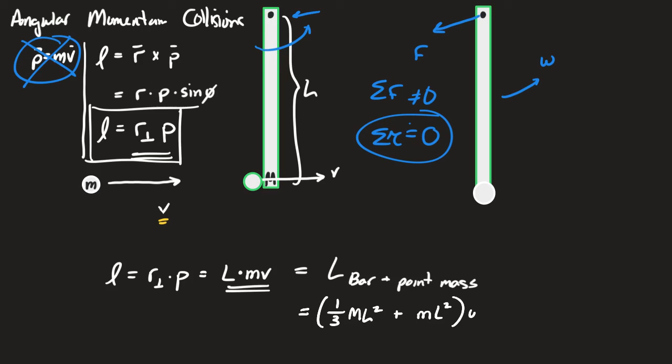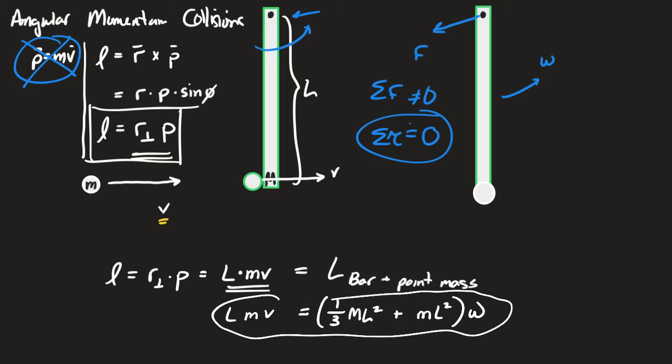All of this, though, will be times omega, which is going to be the angular speed of the system after the collision. That's what makes it an angular momentum. So here we get LMV is equal to all of this stuff. This is very common.